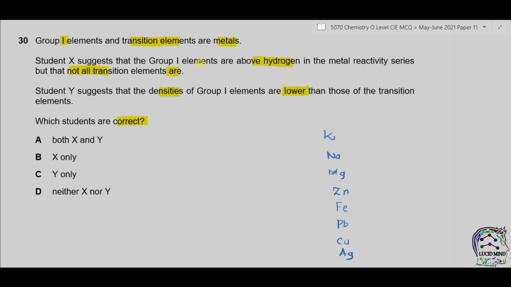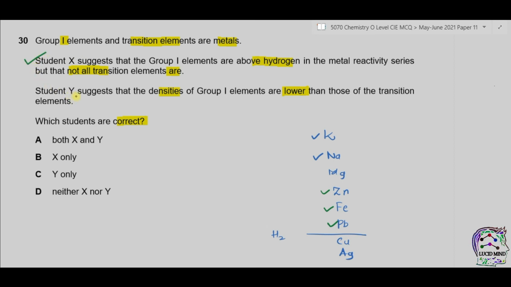It says that group 1 elements are above hydrogen. Now hydrogen comes between lead and copper. And these are the group 1 elements: we have potassium, we have sodium. So these are above hydrogen. So student X is correct. For transition elements, we can see that we have zinc, iron, lead. These are transition elements, and not all transition elements are above hydrogen. This is also true because copper is a transition element and it is below hydrogen. So student X is correct.